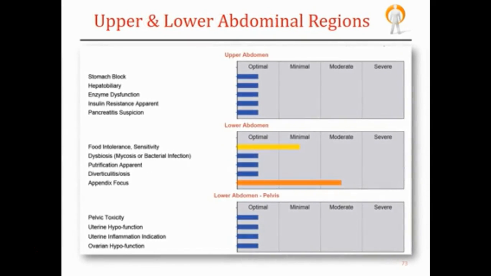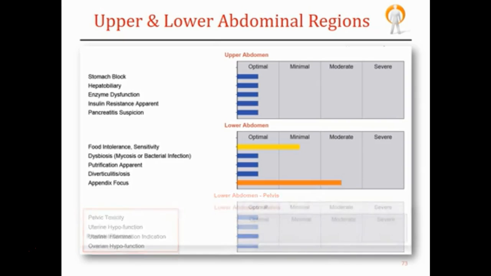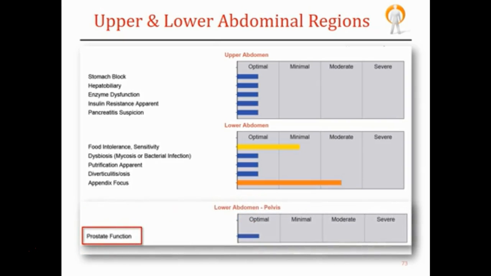The upper and lower abdominal regions include dysfunctional signatures for the digestive organs, the stomach, liver, and pancreas. The lower abdomen includes signatures involving the small intestine, colon, and appendix, such as food intolerance and dysbiosis. The pelvic area shows signatures for toxicity and dysfunction in the uterus and ovaries for women, and prostate dysfunction for men.